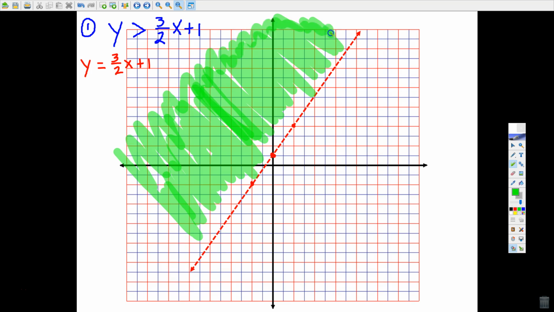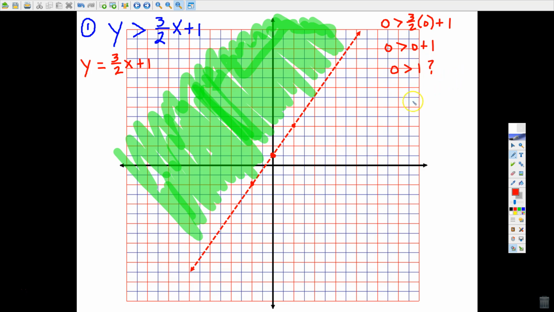And if you don't trust yourself that you shaded correctly, you can always test a point. For example, if possible, use the origin, plugging in for x and y into the inequality, and see what the result is. So let's just do that little test up here. Remember, x and y are both 0 at the origin. So if I replaced x and y with the origin points, I would have 0 is greater than 3/2 times 0 plus 1. 0 is greater than 0 plus 1. And finally I get to 0 is greater than 1.